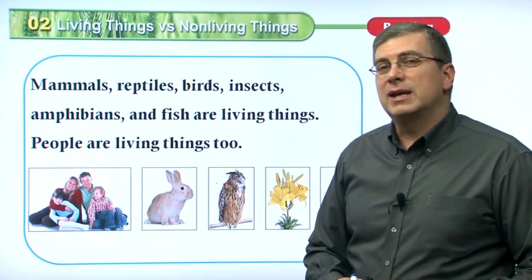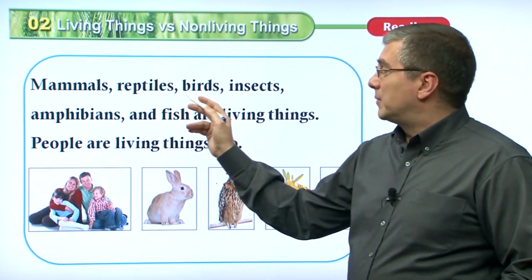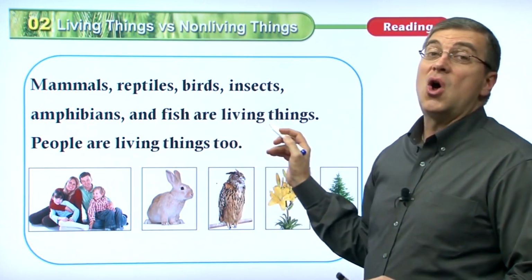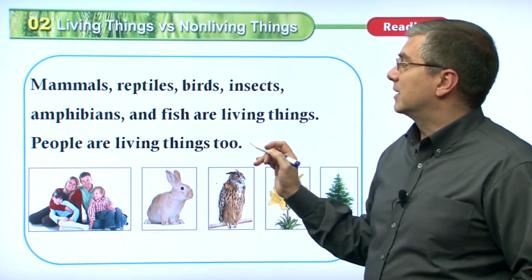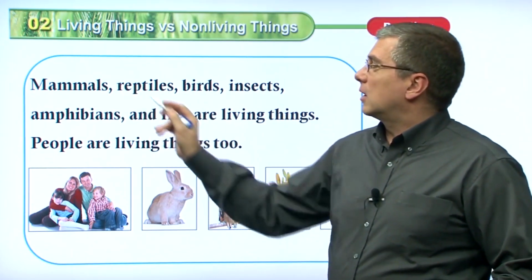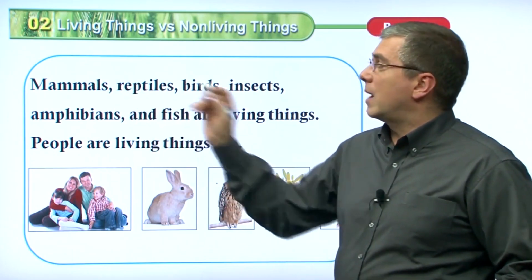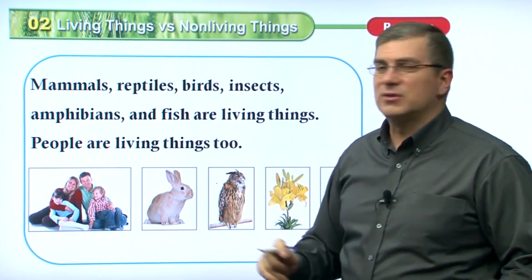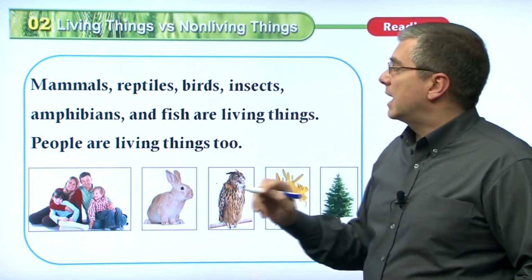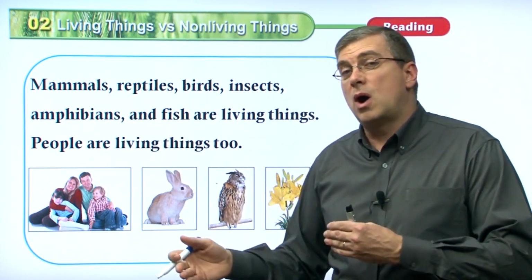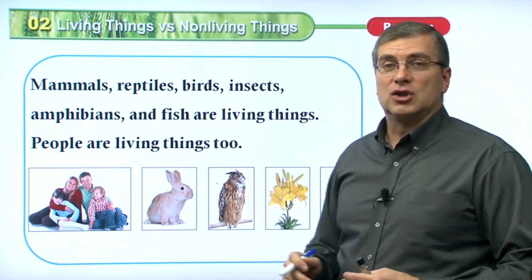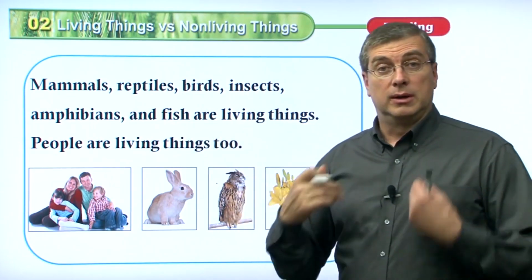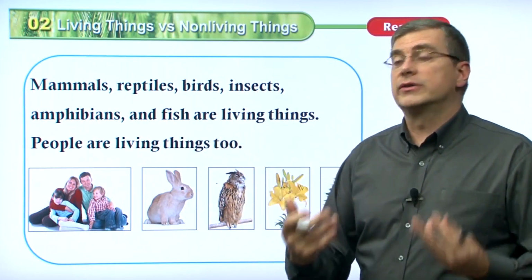What kinds of living things are there? Mammals, reptiles, birds, insects, amphibians, and fish are all living things. We talked about these things, right? So mammals, of course, are a type of animal, warm-blooded animal. Reptiles, cold-blooded animal. Birds is similar to reptiles, but birds fly. There are insects, amphibians, creatures that live in water and on land, and fish, animals that live in the water. These are all living things. People, you and I, are also living things.